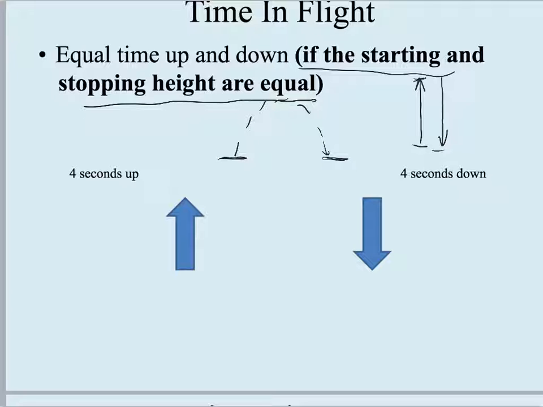If they are not, let's say you are launching from here and it's landing here, then obviously the time up is not the same as the time down. But if they are starting at the same point, then if it takes, let's say, 4 seconds to get up and reach max height, it's going to take 4 seconds to get back down. Ignoring air resistance, and the heights have to be the same, starting and stopping points. Just like free fall.